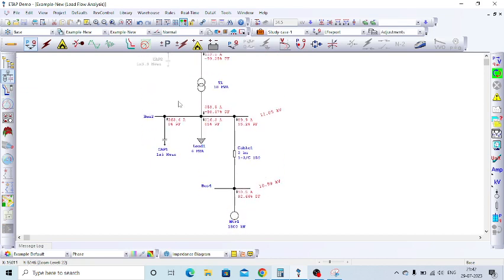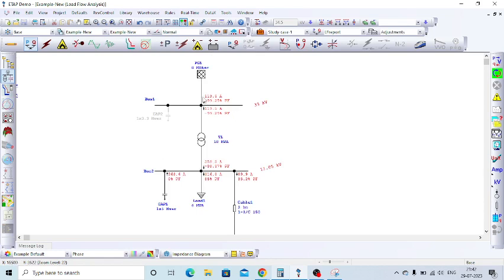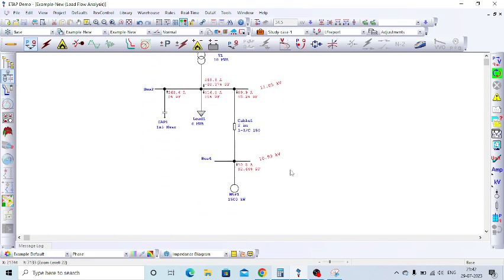So now you can see the power factor at the source is 99.29 percentage, but you can see the negative sign. So it means the reactive power is flowing back to the grid.